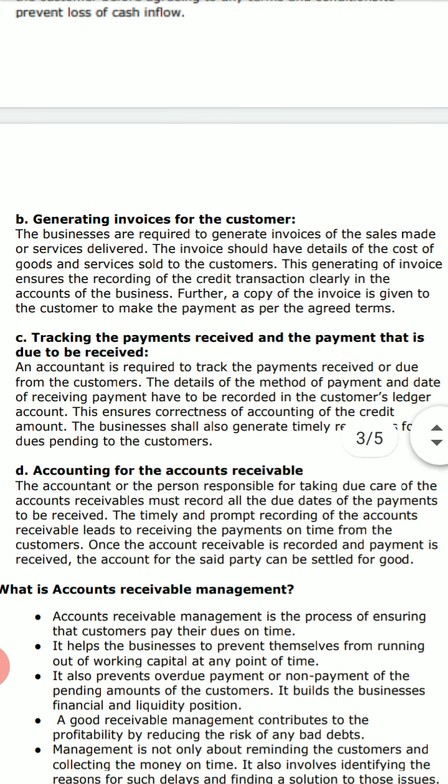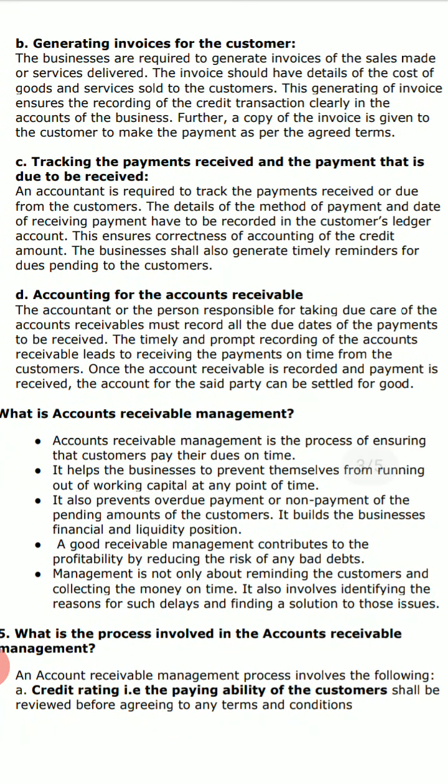Next comes generating the invoices for the customers. Invoice means bill. The next way, આપણે કેવી રીતે સાચવી શકીએ account receivable. So the business is required to generate the invoices of the sales made or maybe the services delivered. The invoice should have the details of the cost of the goods and services sold to the customers. This generating of the invoice ensures the recording of the credit transactions clearly in the accounts of the business.